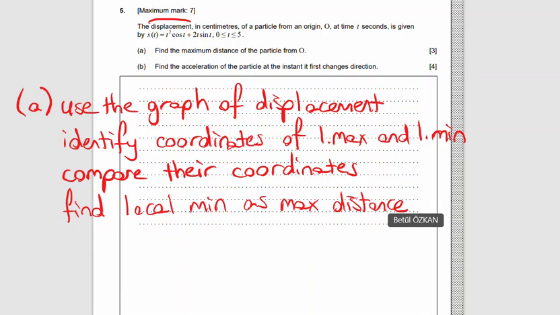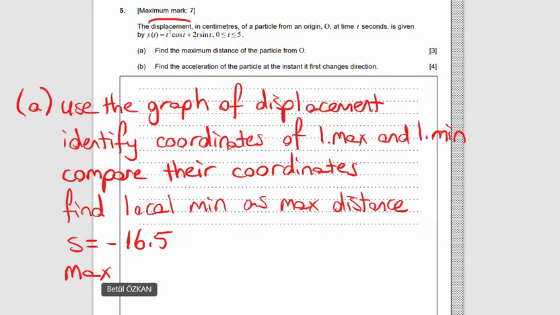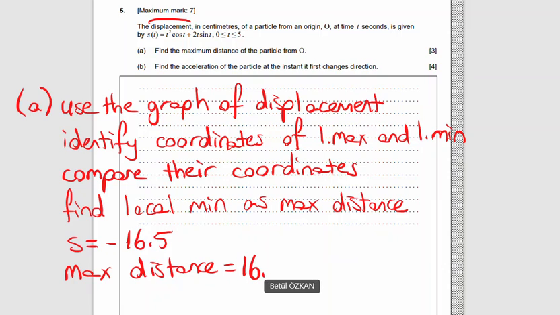Okay, so in this situation, I will just write RS for you according to TI. It's represented as minus 16.5. This minus, like we said, just represents the direction. Because of this, for question A, our answer for maximum distance will be actually equal to 16.5, and in the unit we can just see centimeter, so we will just write centimeter.